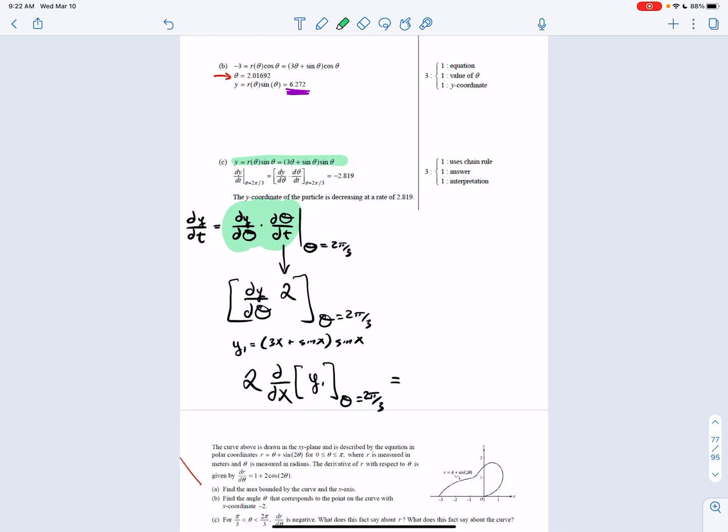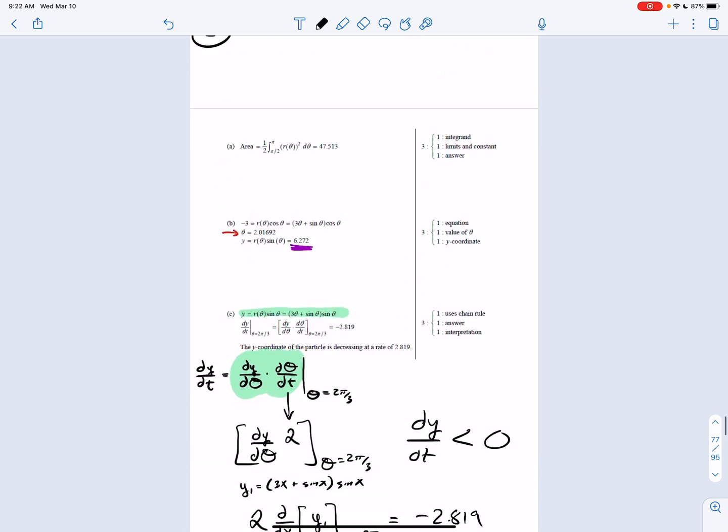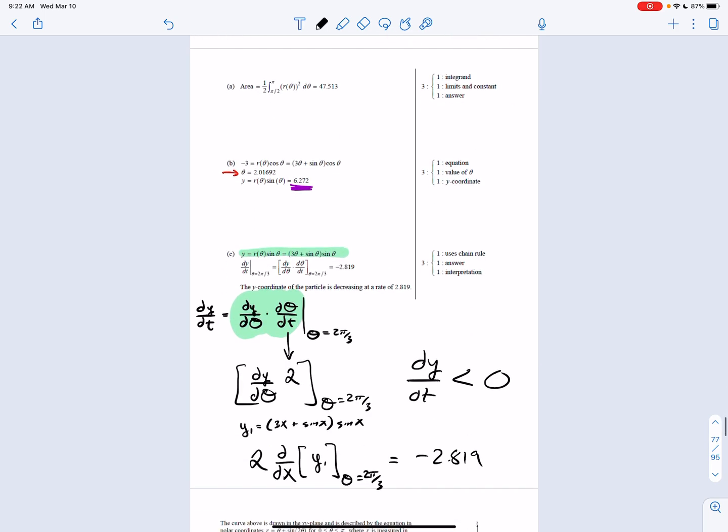All right. But I guess there's a little more to it. So it came out something negative, negative 2.819. So dy dt came out negative. Okay, so remember, you also have to, wait, what did they ask for? Interpret? Okay, so dy dt is negative, which implies that y is decreasing. And there you have it. Cool? Okay.